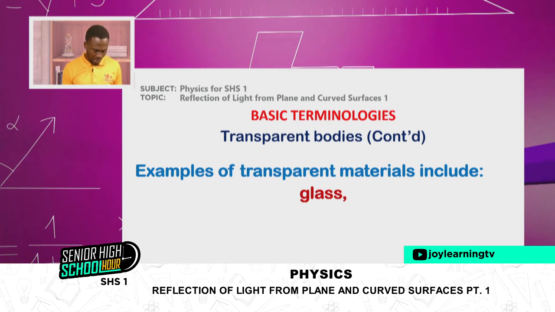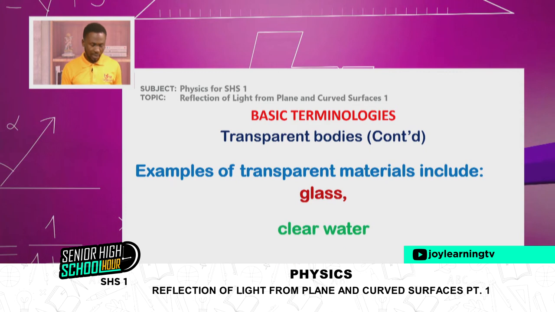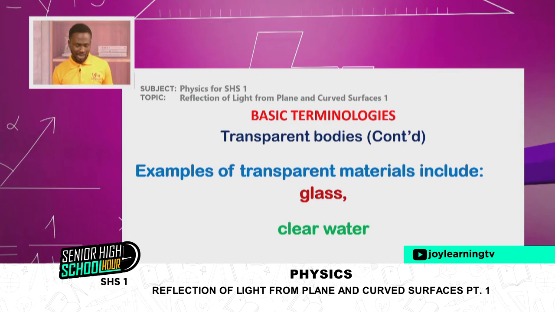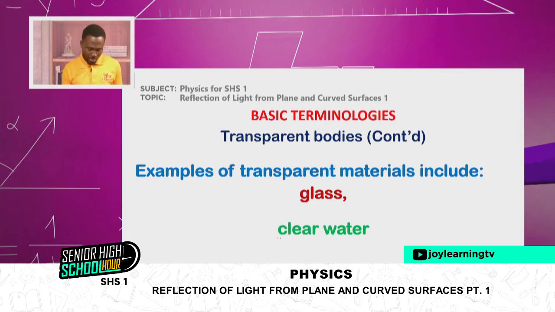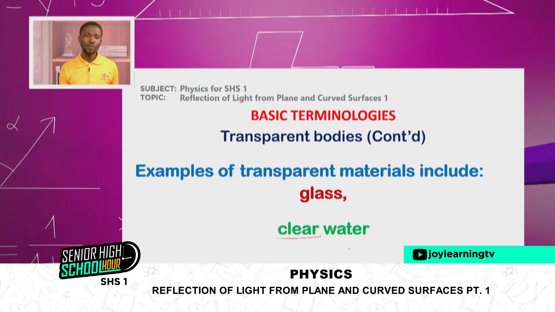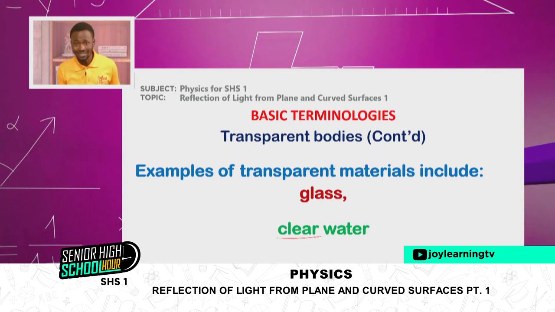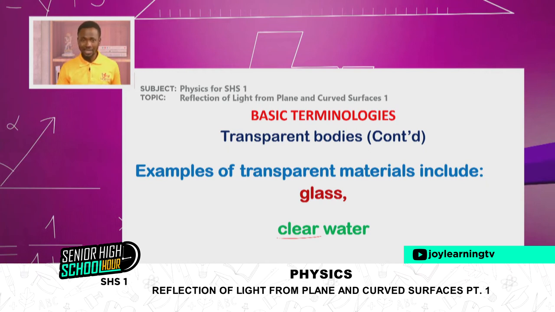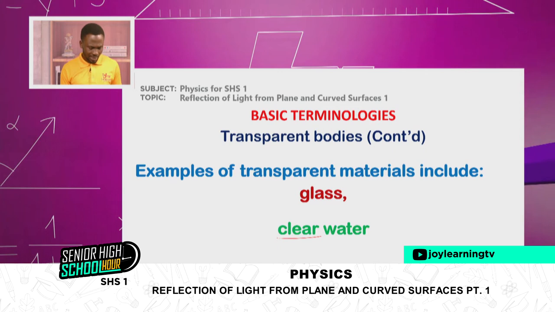Then we can also look at another example, clear water. Here I am very emphatic on clear, because sometimes the water could be dirty or muddy. It will not be seen through. But if it's clear water, it can be seen through. Then we say it's a transparent material. We can also look at the next terminology.